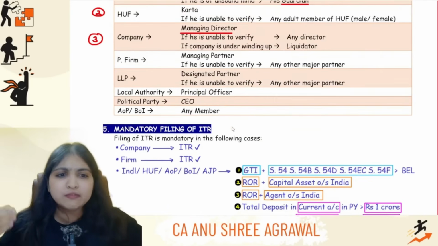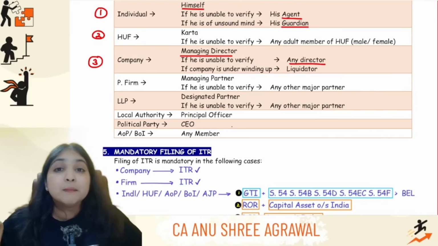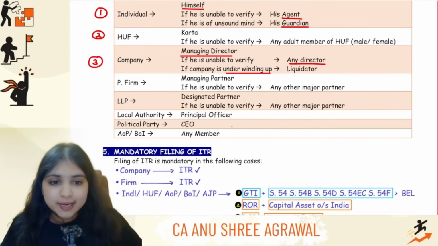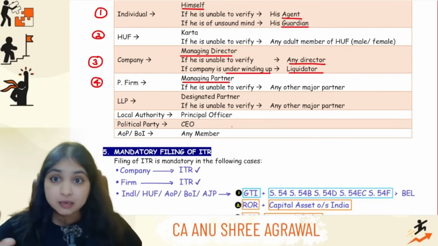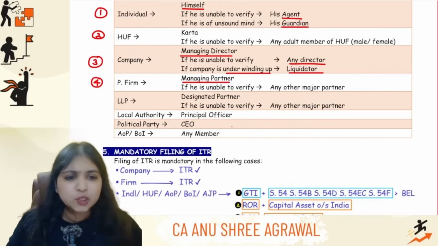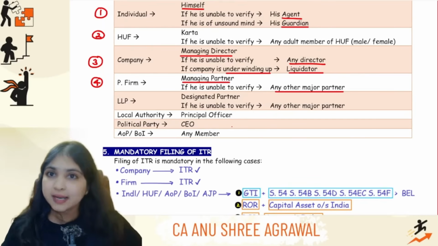If he is unable to verify, some other director can also verify. However, if the company is going through the winding up process, then the liquidator will verify. Okay. Point number 4. If it's a partnership firm, the managing partner, the main partner, will verify the ITR. If he is unable to verify, any other major partner can verify.